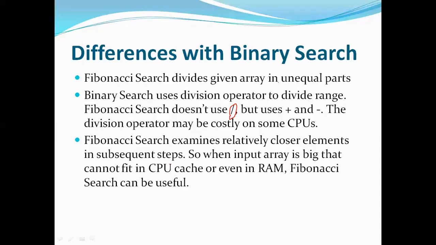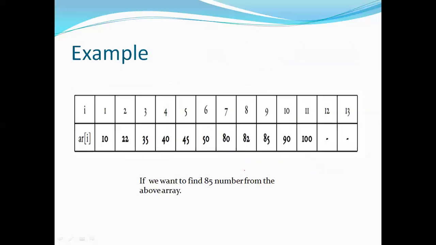That means it divides into unequal parts, and it won't use the division operator, only plus and minus. It will work efficiently on a big array that cannot fit in the CPU. So here, with an example, I will explain how Fibonacci search works.